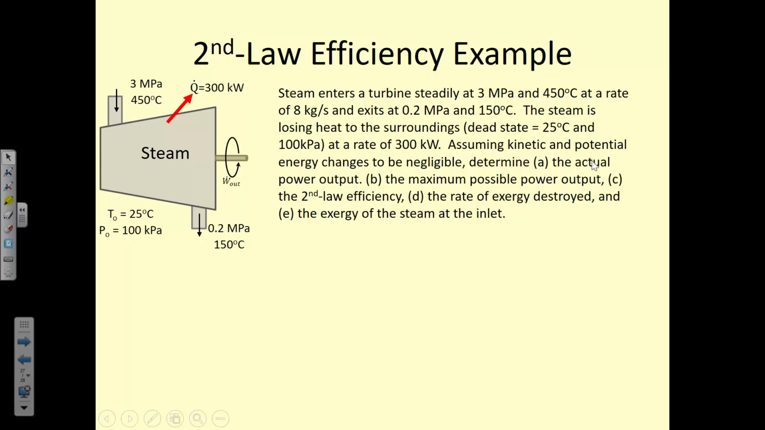So we're going to look at how much power is actually coming out of this turbine, how much we could potentially get out of this turbine, the second law efficiency, so basically how it stacks up to itself when we compare the output to the max output, the rate of exergy destroyed, so we're looking at how much we're losing in the process, and then if we look at the exergy of the steam at the inlet, we see the potential of the energy source. So if we run it through some other process rather than using it in a turbine, then we can look at it that way.